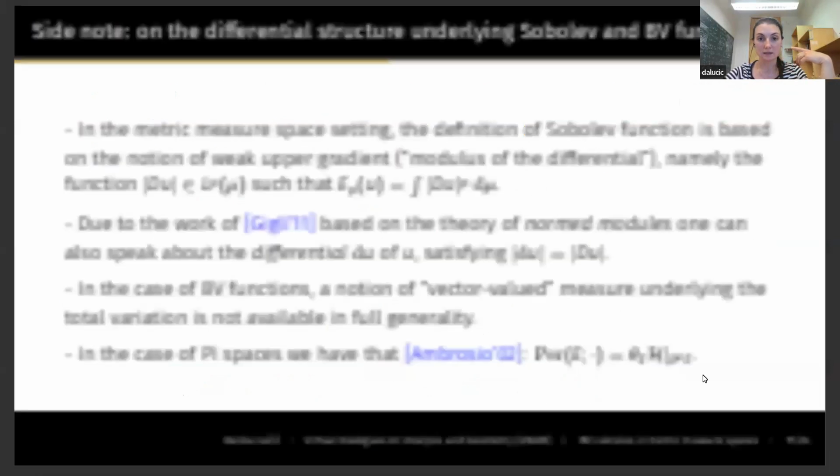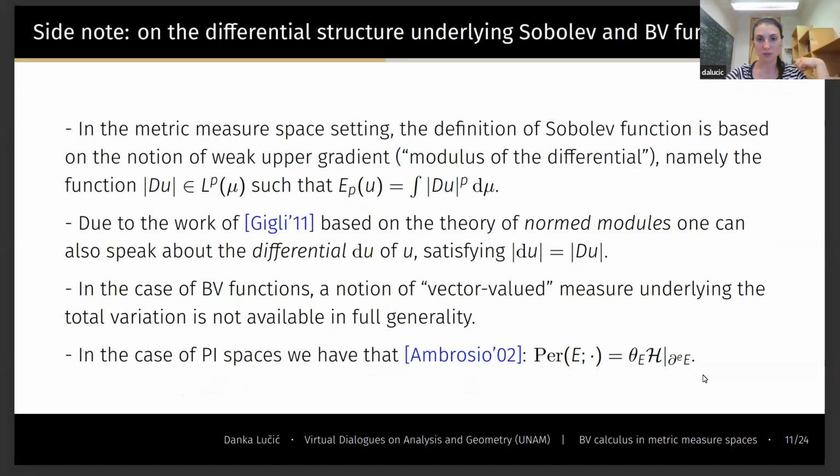And as I said, in this general setting of metric measure spaces, we might not have the underlying vector valued measure underlying the total variation. Because in the metric measure space setting, the notion of Sobolev function and BV function came naturally with the notion of weak upper gradient, which represents in a sense the modulus of the differential, but at the first appearance of the definition of Sobolev function, there was not the differential itself.